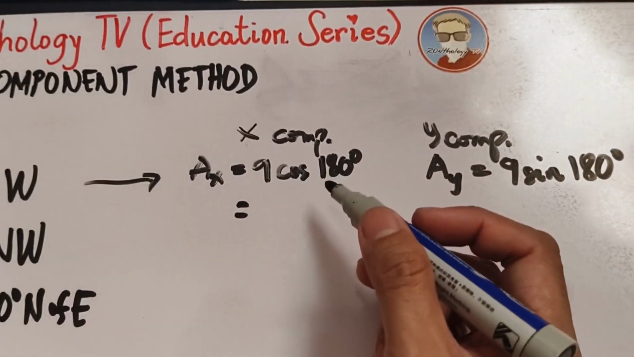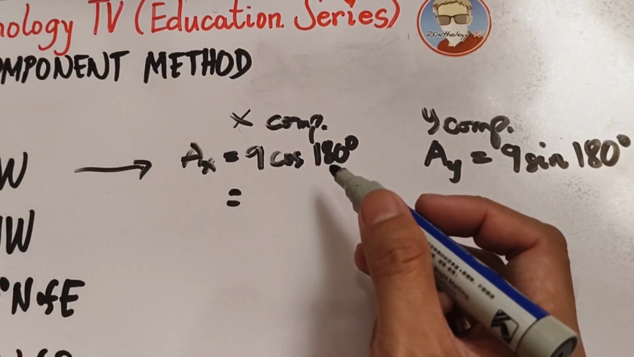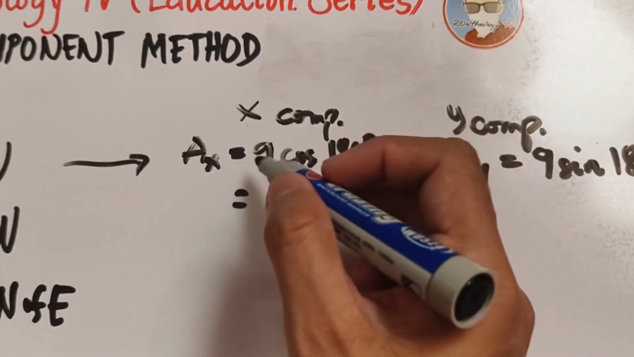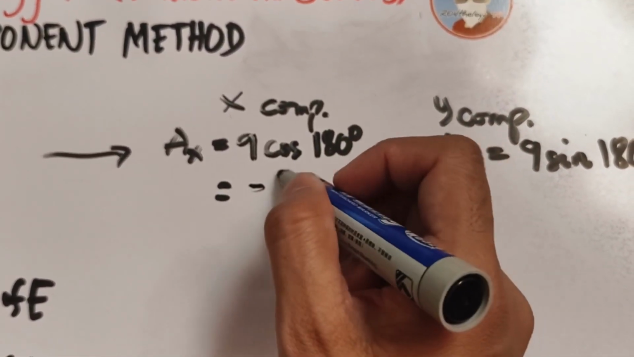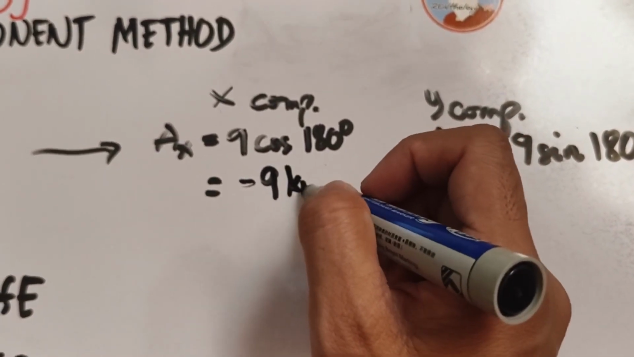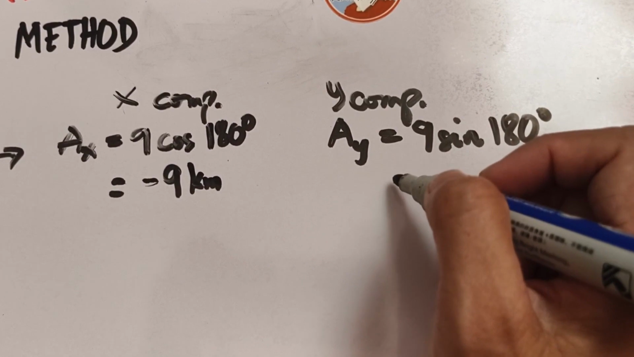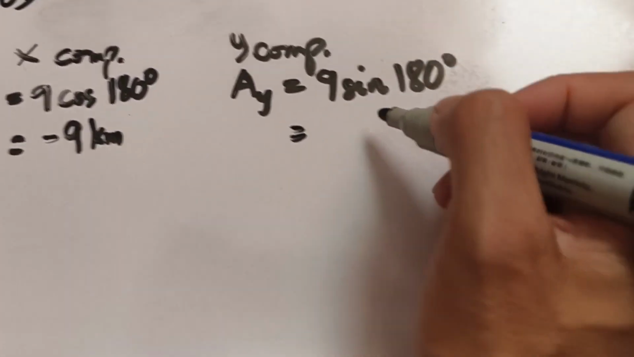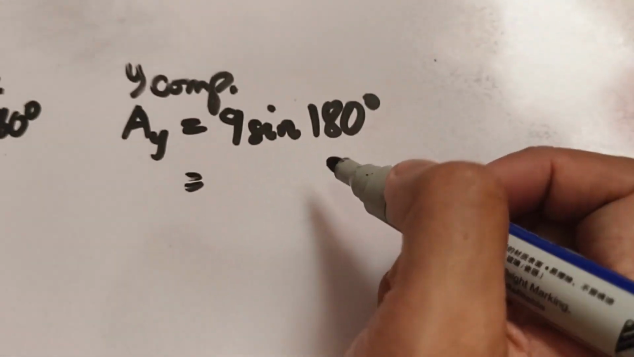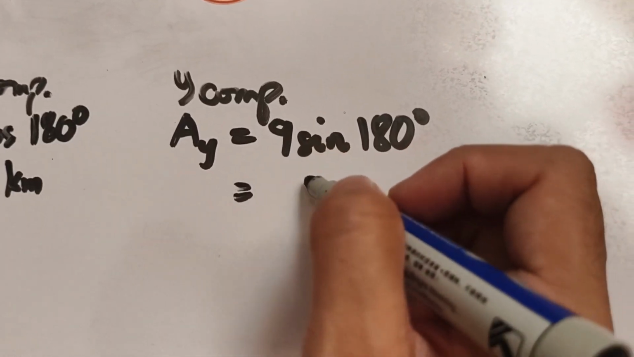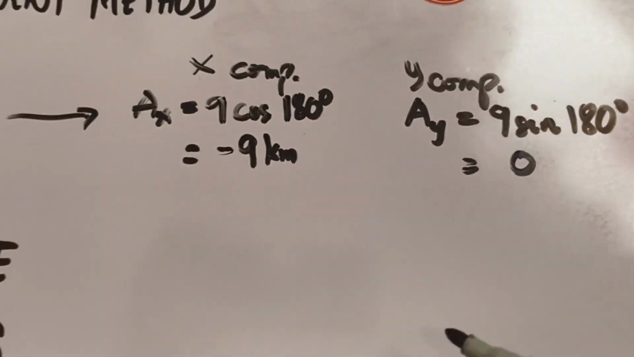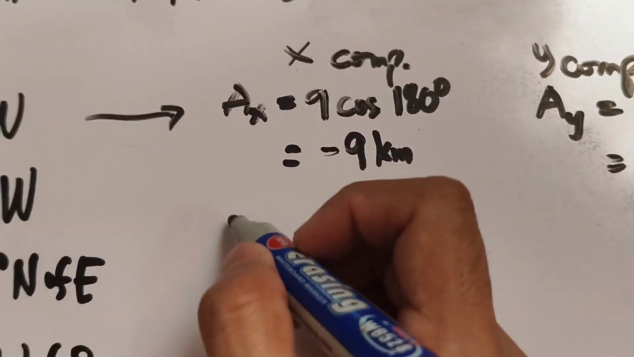What is cosine of 180? The answer is negative 1. Very good. Times 9. So, magiging negative 9 kilometers yung ating X component. Tapos, ang ating Y component, since sine of 180 is 0, therefore, times 9, it is still 0. So, let's proceed with the second one.